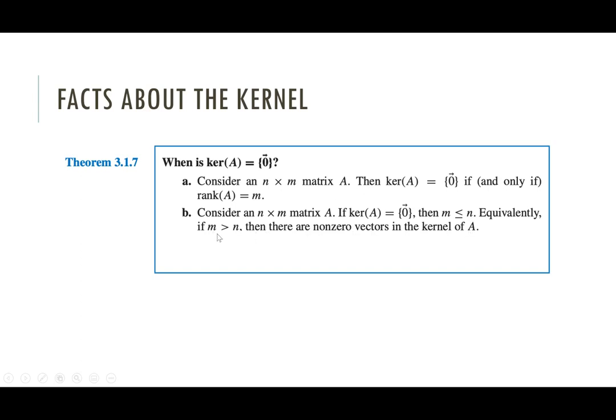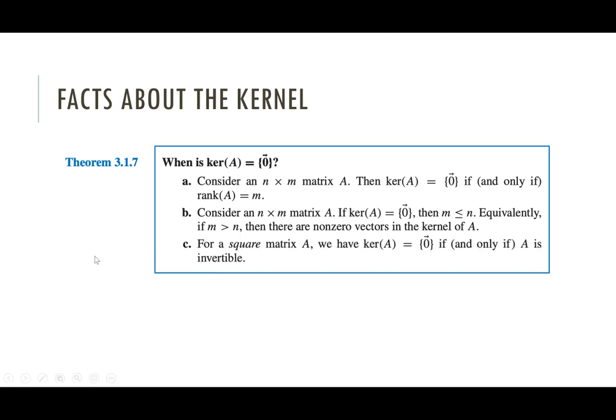Like I was saying, if the number of columns is bigger than the number of rows, then one of your variables has to be a free variable, because the number of leading ones can't be bigger than the number of rows or columns. So if you have more columns than rows, you have at most n leading ones, which means you've got to have some free variables, which means you've got some non-zero vectors in the kernel. Because when you set up that AX equals zero, you're going to have parameters and vectors that they're multiplied by.